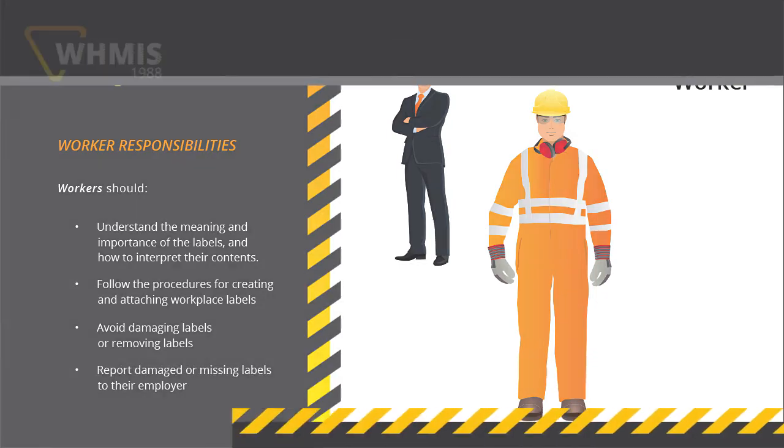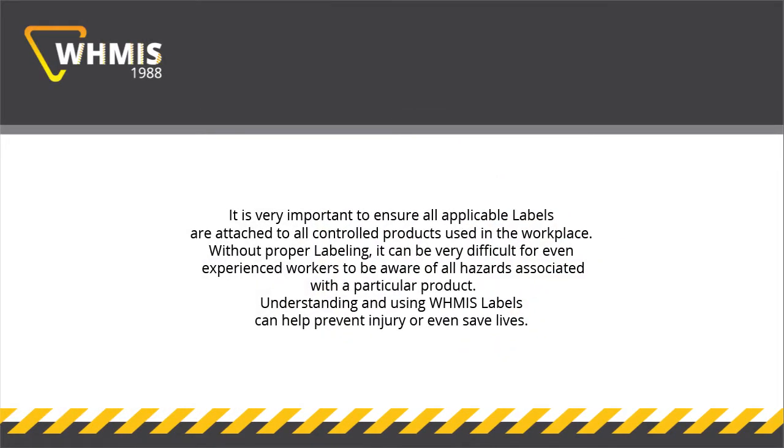It is very important to ensure all applicable labels are attached to all controlled products used in the workplace. Without proper labeling, it can be very difficult for even experienced workers to be aware of all hazards associated with a particular product. Understanding and using WHMIS 1988 labels can help prevent injury or even save lives.